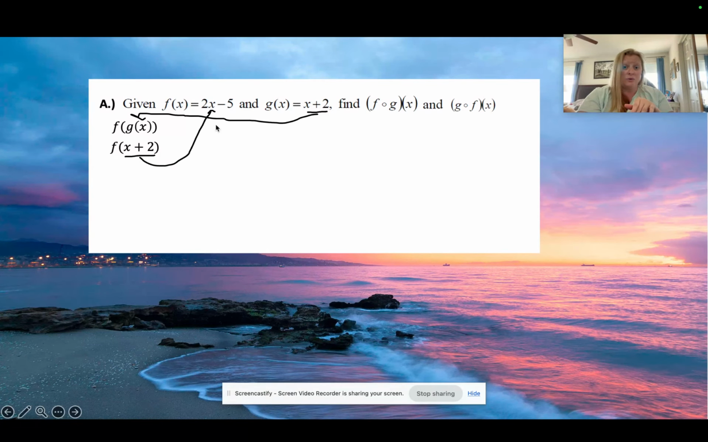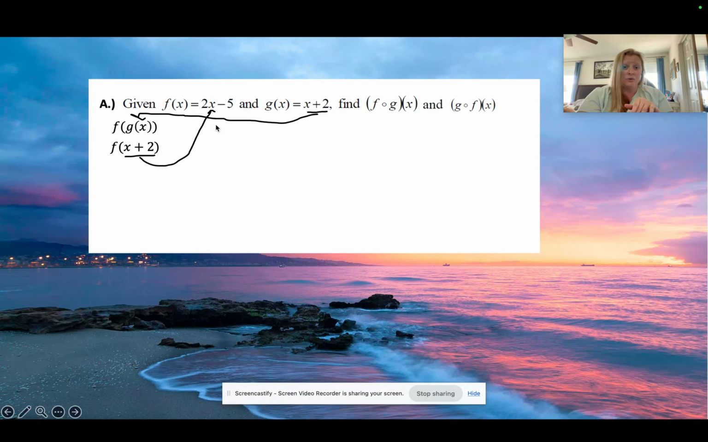That's the hard part. After you do that, it's just your basic pre-algebra: distribute, combine like terms, and you're done. Then we're going to switch it. This time we're going to have g of f of x. So it'll look like that.